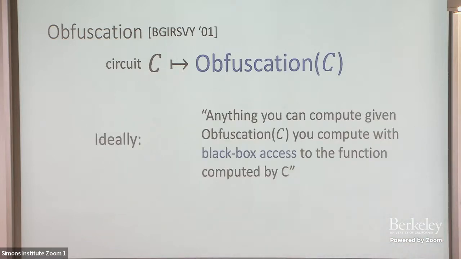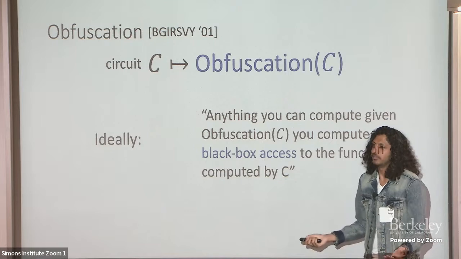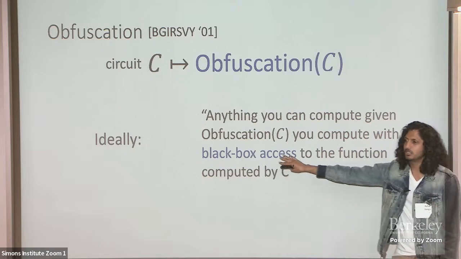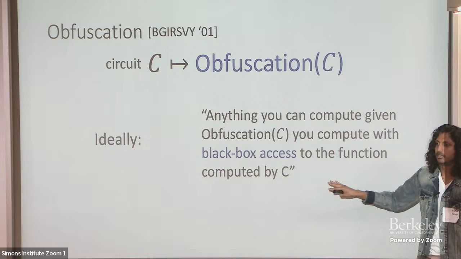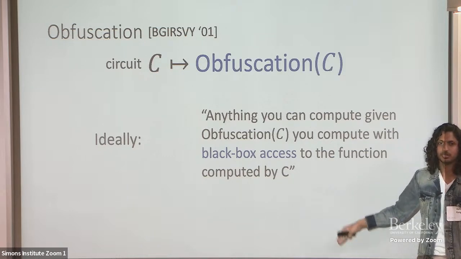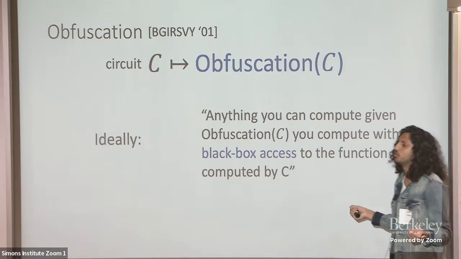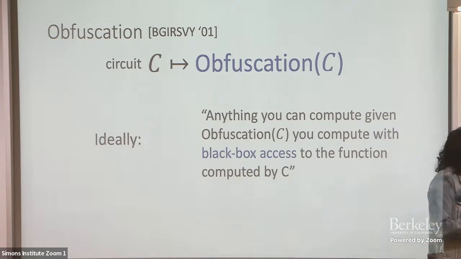But ideally, and I'm going to be a bit informal here, this circuit doesn't really tell you anything. One way you can formalize it is that anything you can compute using the obfuscation, you could compute with black box access to the function computed by the circuit. I'm going to be a bit hand wavy here, but this is kind of saying all you can do with the circuit is run it. You won't be able to learn any other information, except that when you ran it on the input, you saw what the output is, and so on.